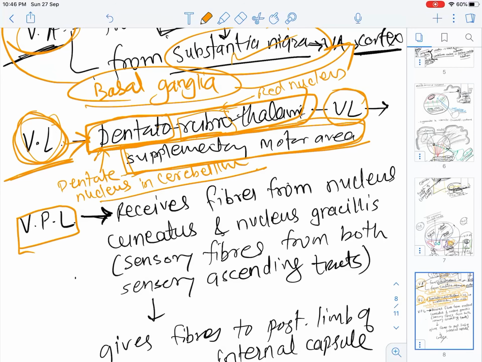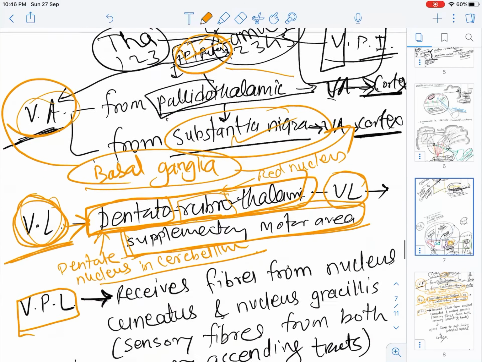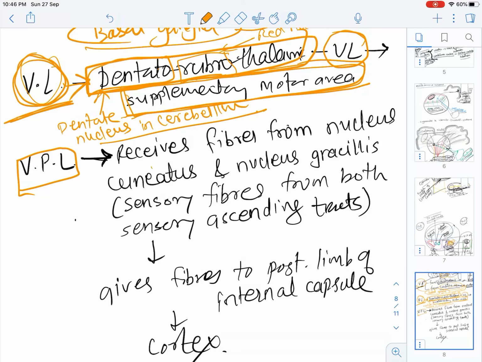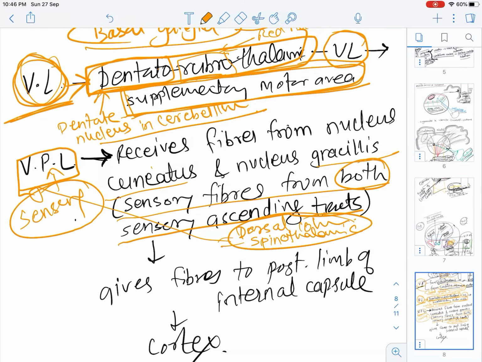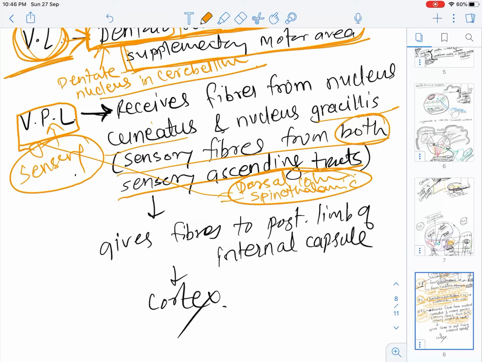Now we will see the posterior. So there is the ventroposterolateral nucleus, this one. The ventroposterolateral nucleus receives fiber from nucleus cuneatus and nucleus gracilis. Now we know from which pathway it is: the sensory pathway. So all the sensory fibers will come to VPL. It receives sensory fiber from both the sensory ascending tracts. What do I mean by both? That is the dorsal column pathway and the spinothalamic tract, lateral and anterior spinothalamic; the fibers from both of these also come to VPL. So what is VPL? VPL is a sensory nucleus. Remember it like this.